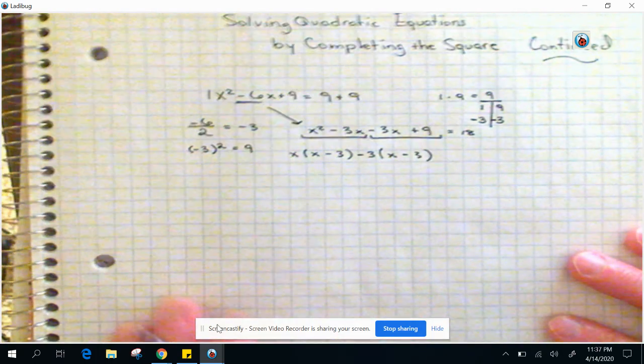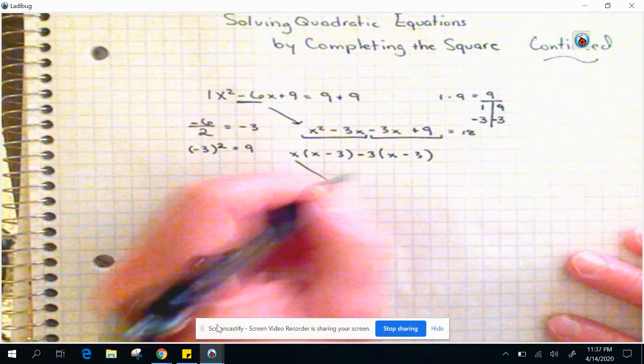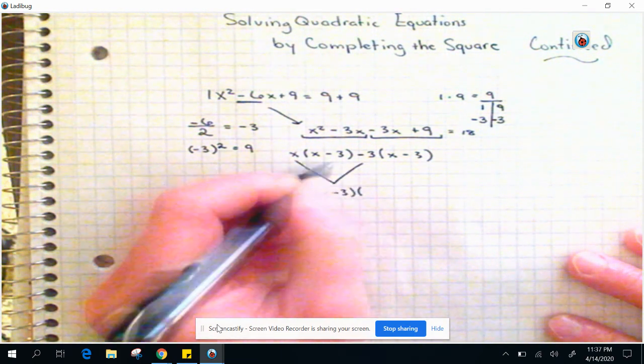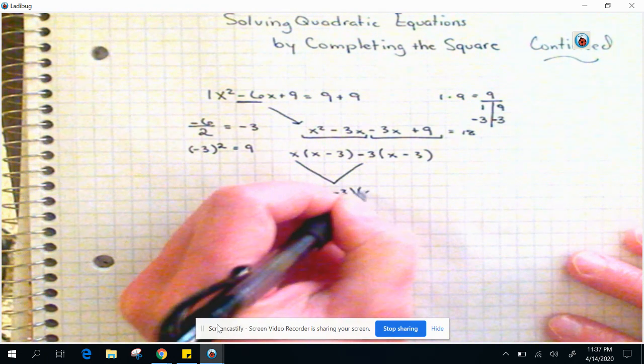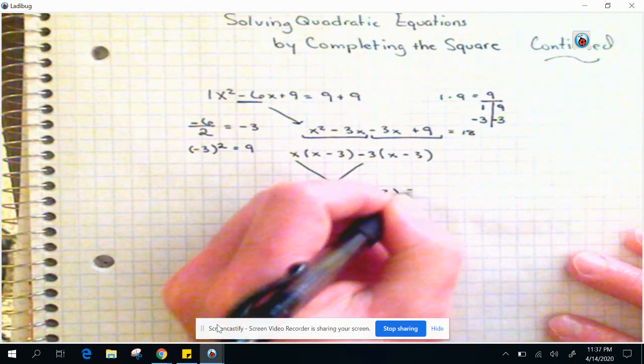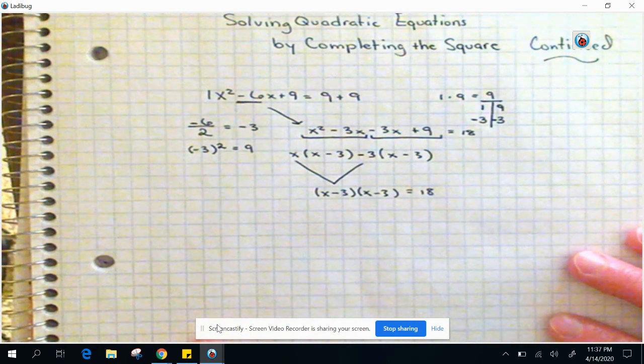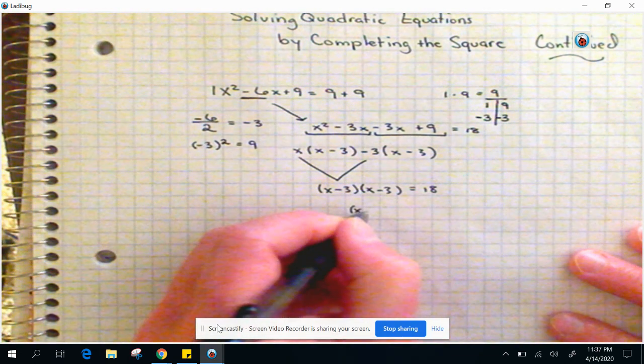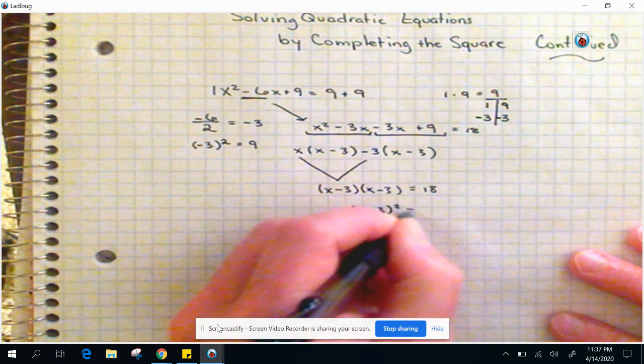Remember from our factoring back in Unit 6 that we'll put these two things back together. So this is x minus 3. And then our other binomial is this x minus 3. And all of that equals 18. Okay? And then this can be rewritten. This is repeated multiplication. So this is just x minus 3 squared equals 18.